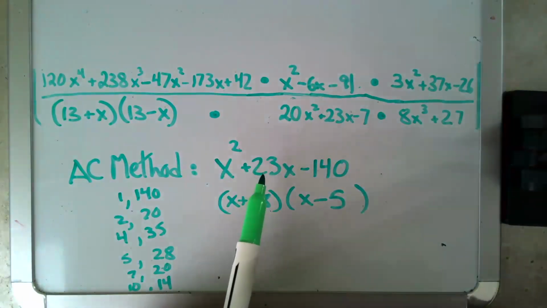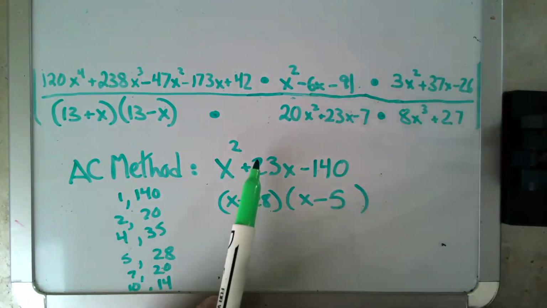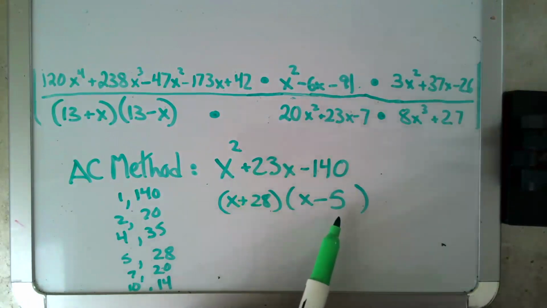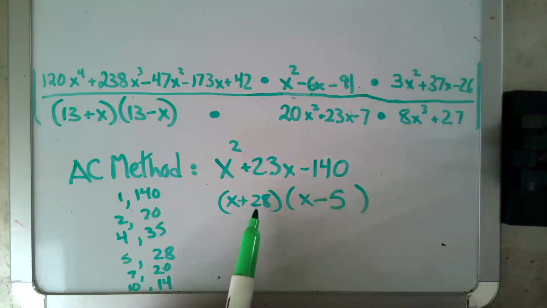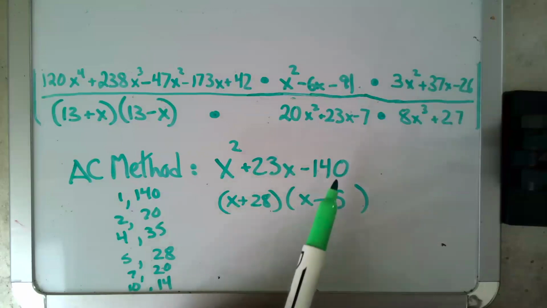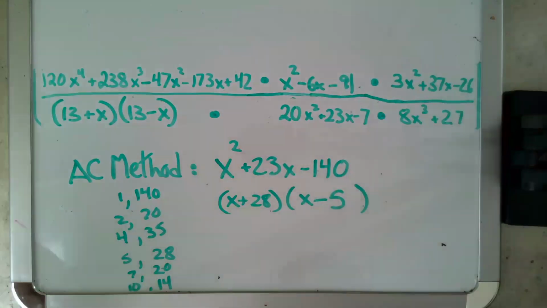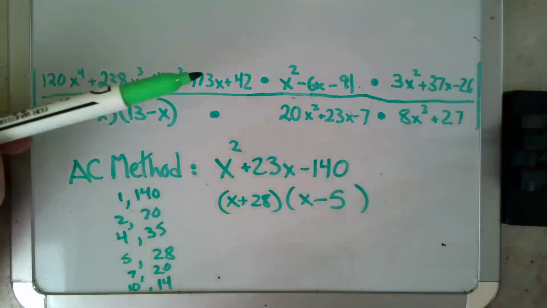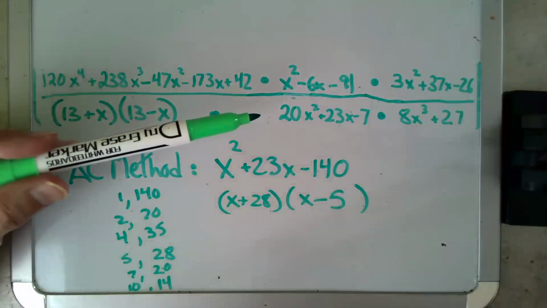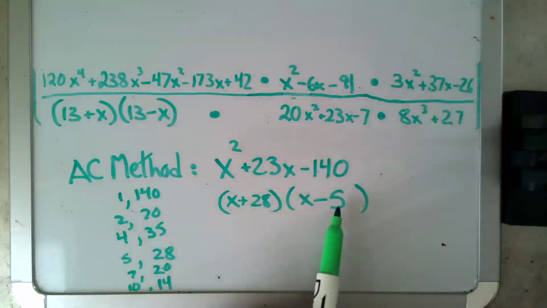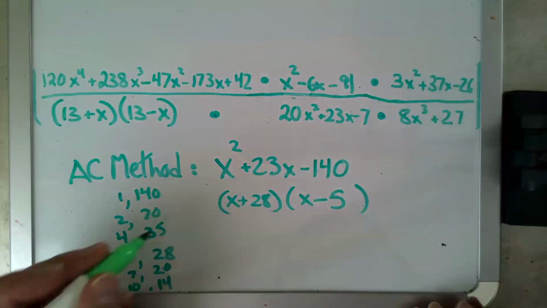And because my 23 is positive, I know my larger of those two needs to be the positive one, and my smaller one wants to be the negative. So that's 28 minus 5 gets me positive 23, whereas 28 times negative 5 gets me my negative 140. So my final step here is I'm going to take this 20 that I omitted from the beginning, and I'm going to divide it into each of those factors I just found.